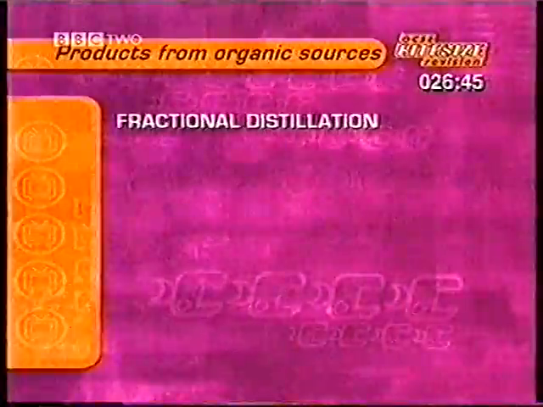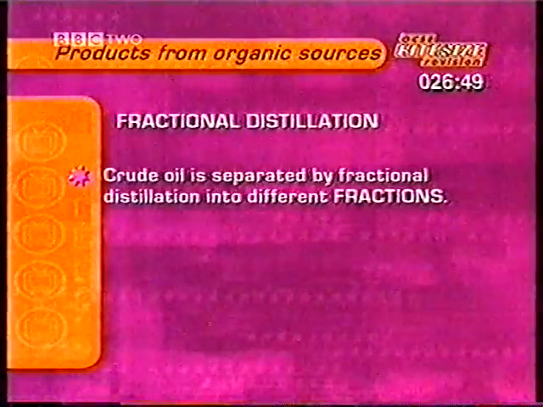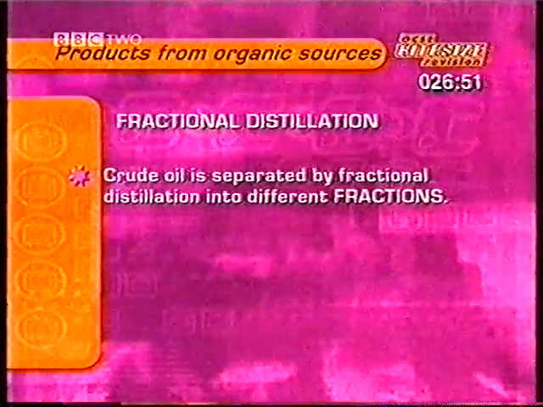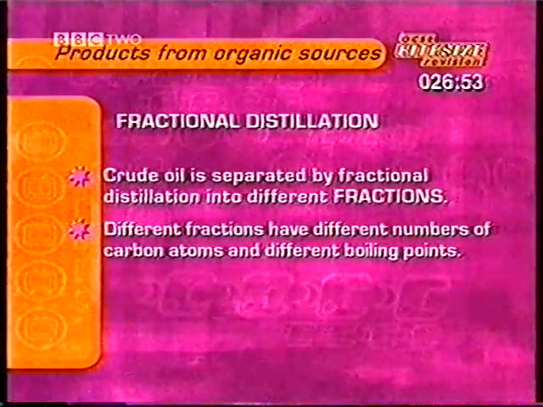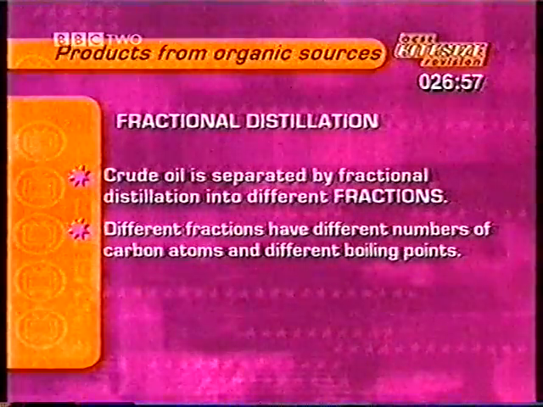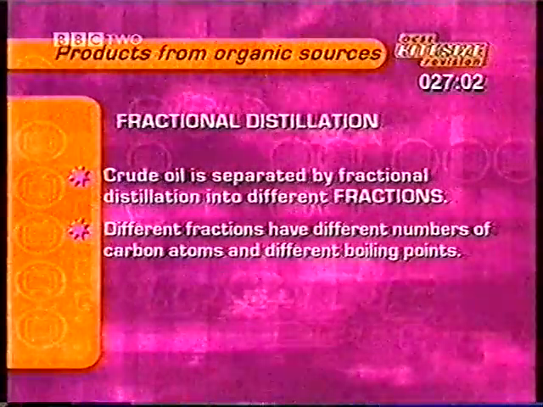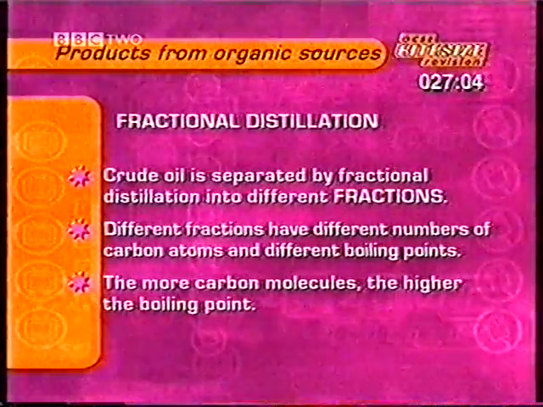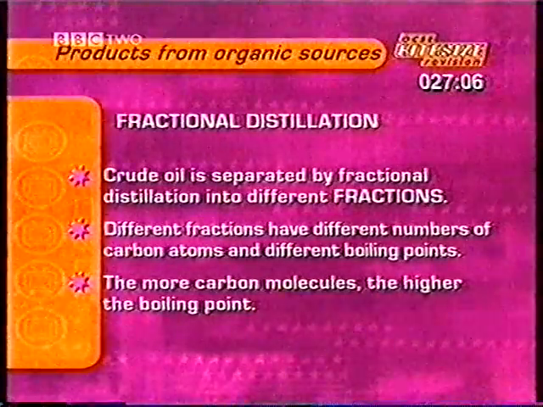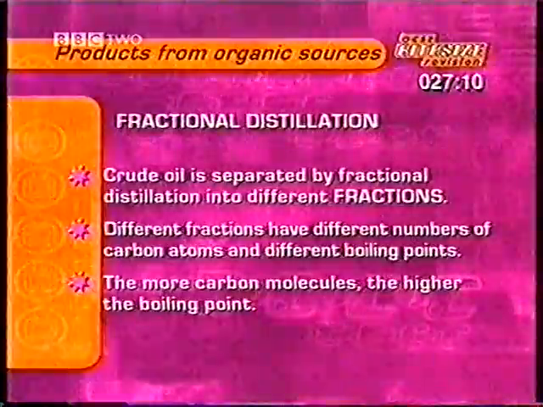So the first process was fractional distillation, in which crude oil is separated into different substances, or fractions. Different fractions have different numbers of carbon atoms. That means they have different boiling points, so they condense off at different places up the fractionating column. The more carbon molecules, the higher the boiling point. Here's a laboratory demonstration of how fractional distillation works.